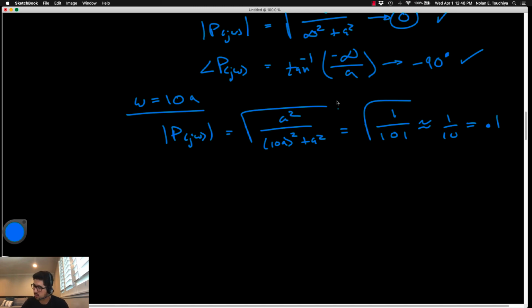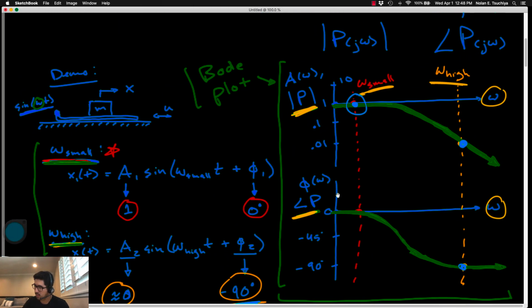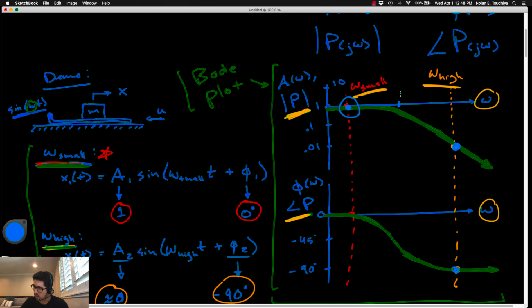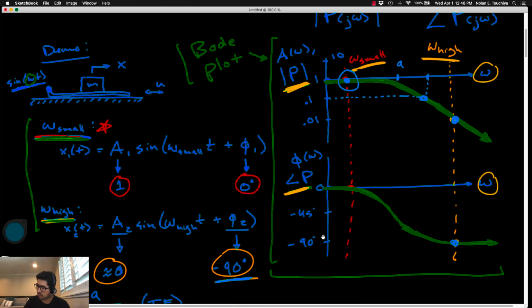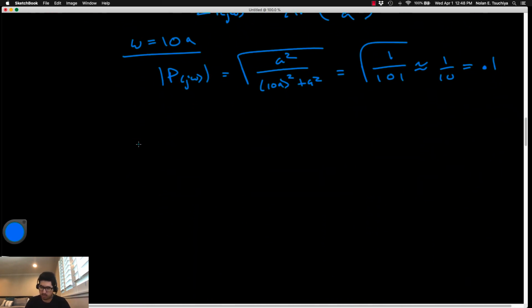Okay, so what this means is we have another data point, at least for the magnitude, that we can plot. So at a value of 10 times a, whatever a happens to be, if a is right about here, a is what's referred to as a cutoff frequency, 10 times that, we can verify analytically that we should have a magnitude of about 0.1. So we can get more data points along that frequency response function, and we could do this for any number of frequencies, right? If omega equals 100a, just plug into the same formula and you get that the magnitude is about 0.01. Okay, so we have another data point just by plugging into our equations.